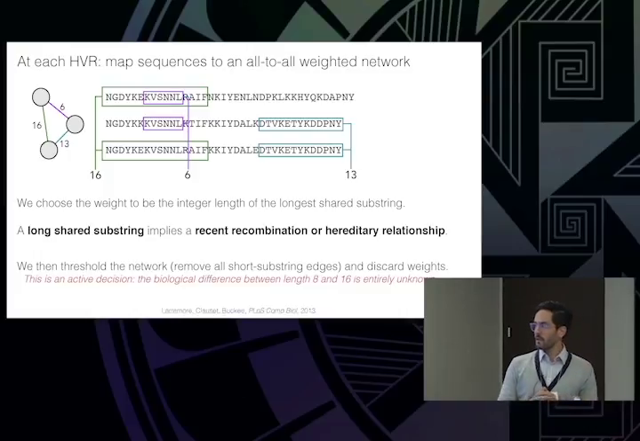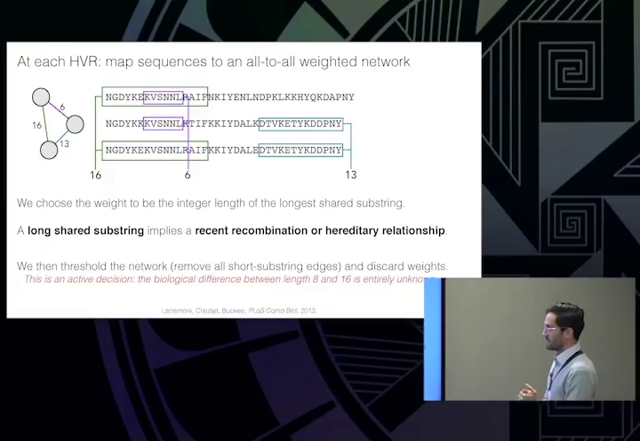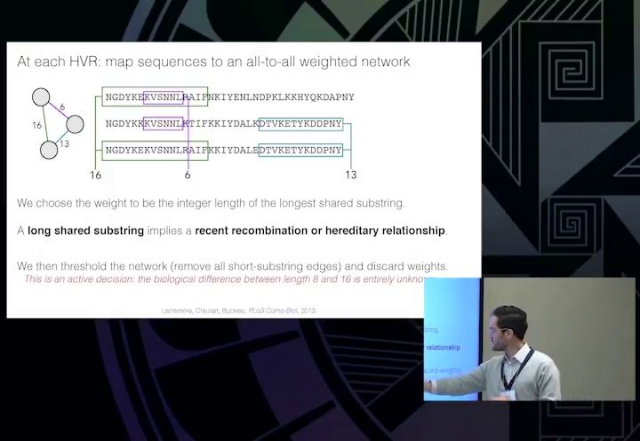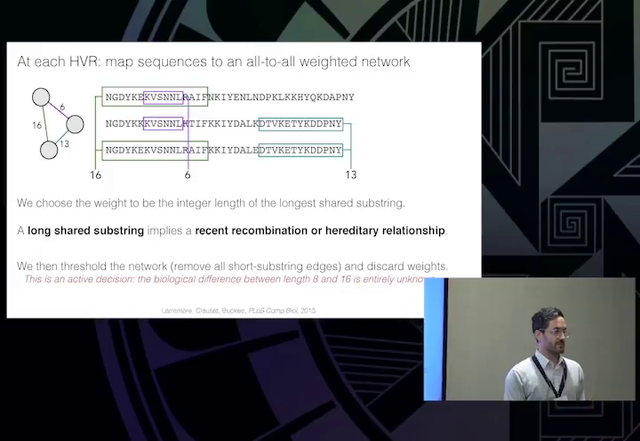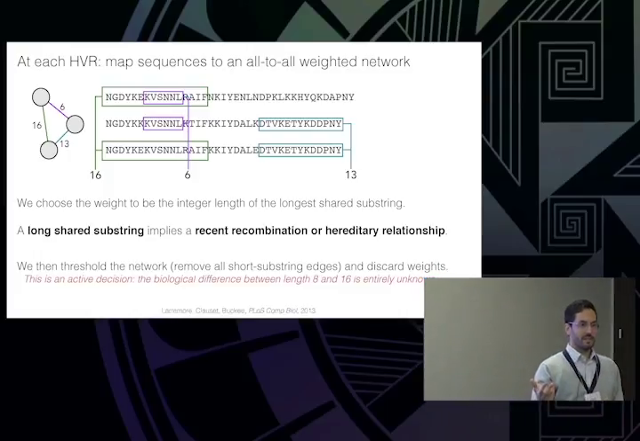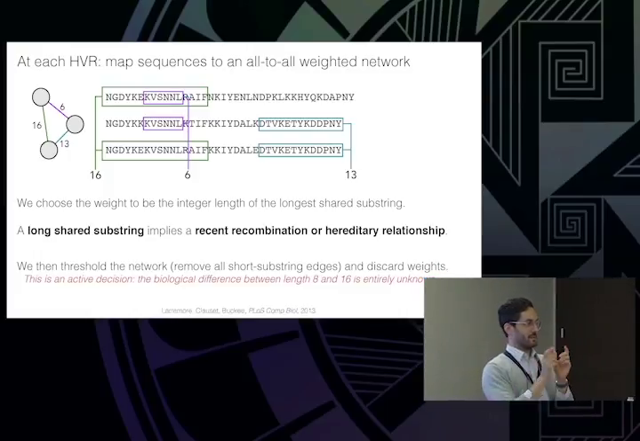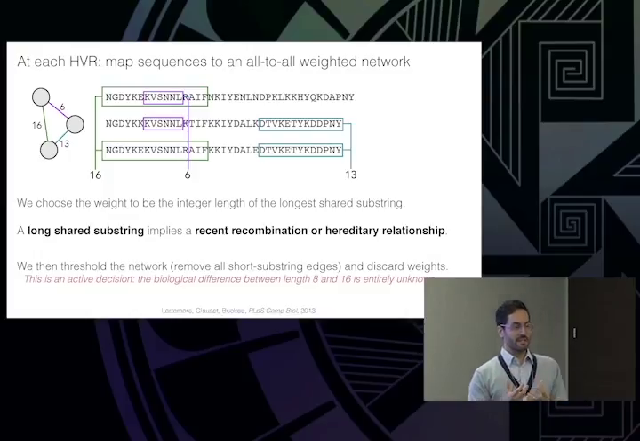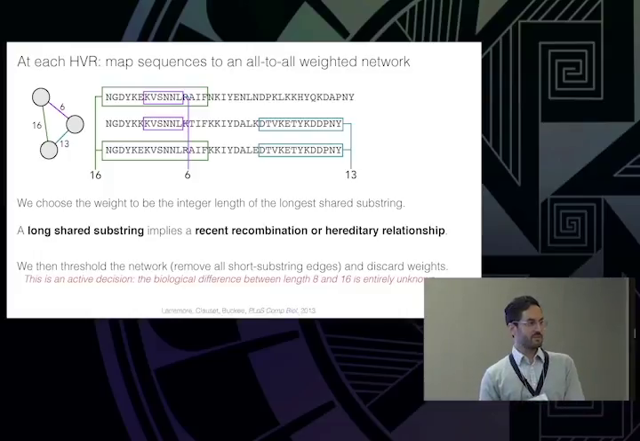We're then going to threshold the network, which in general is not a great idea. In other words, we're going to remove all the short substring edges and then discard the weights. So I'm going to take something that's very rich. It's got all of these edge weights in it, and it tells me how related two sequences are. And I'm going to say that if you're above this level, then I'm going to put a 1. If you're below the level, I'm going to replace it with a 0. And in general, this is not a good idea, right? We're taking a very rich data set, and then we're hitting it with a very stupid hammer and turning it into a bunch of 1s and 0s.